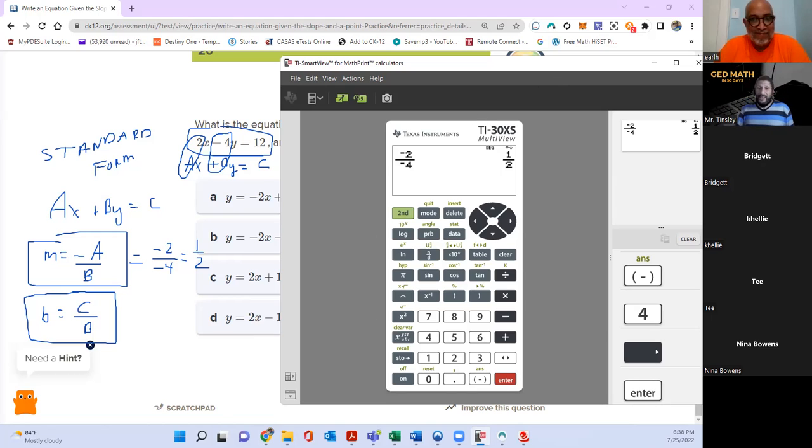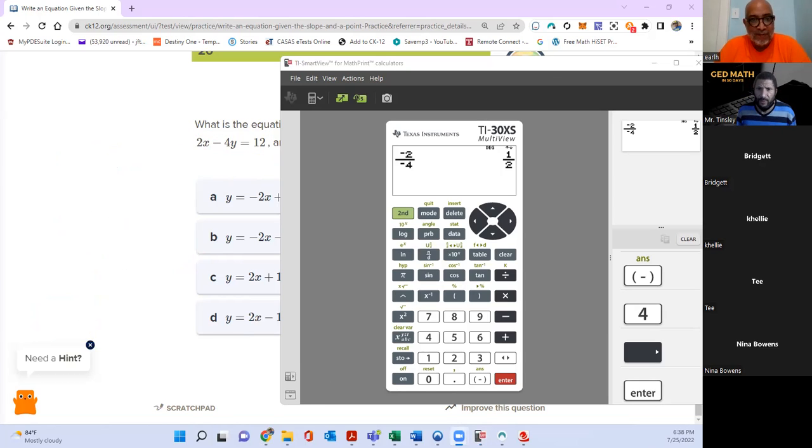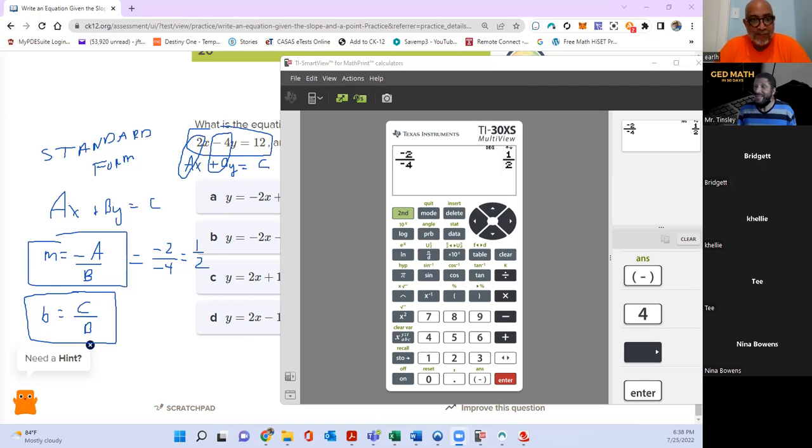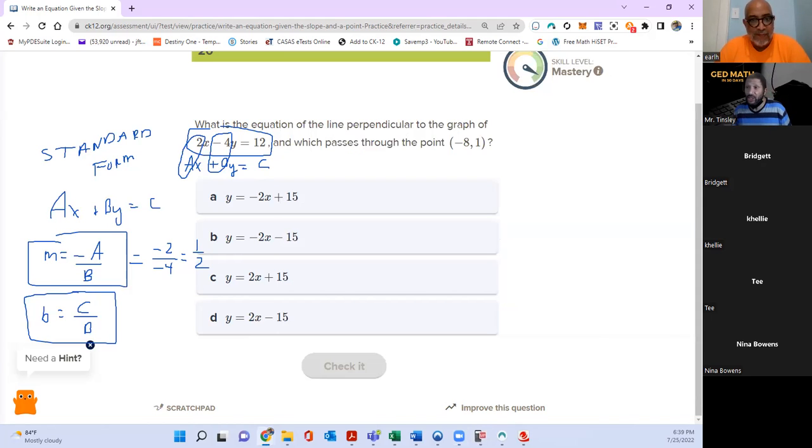Now, in this case, you don't need your y-intercept. Oops, didn't mean to erase that. Sorry about that. But if I wanted to know it, what would be my y-intercept? What's my C? 12. What's my B? -4. What's 12 over -4? What does that reduce to? -3.